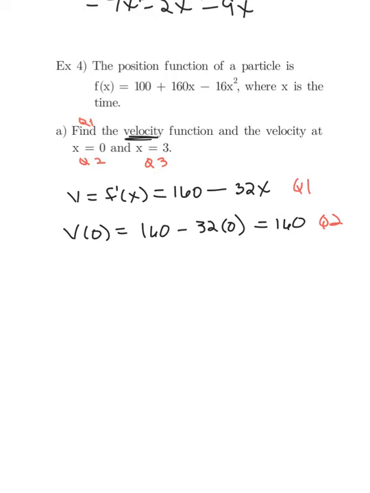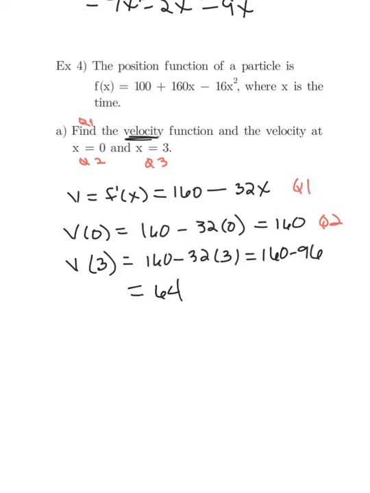Now for question 3, we want to find the velocity at 3. Well, this will be 160 minus 32 times 3. And this gives us 160 minus 96. And 160 minus 96 is 64. And so this is your answer for question 3. Again, because this is positive, we know we are increasing and moving forward at 64 whatevers. We don't have a label from time 3 to time 4.